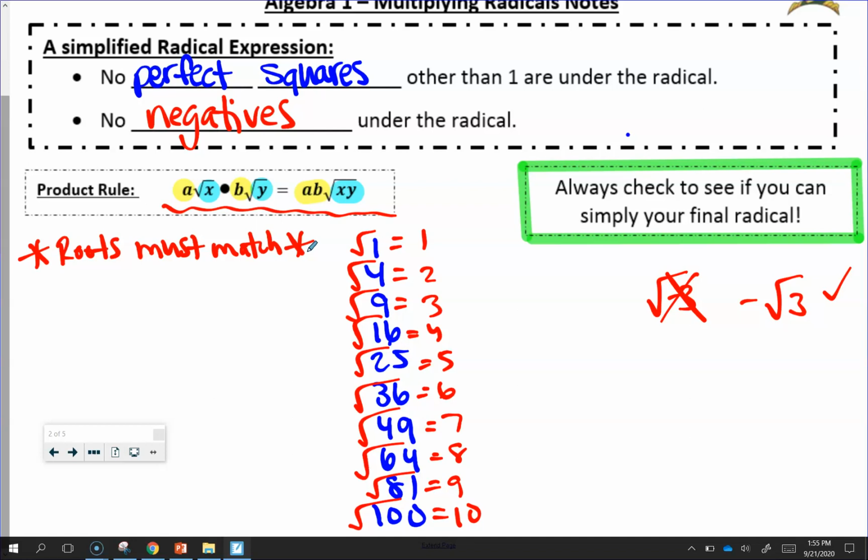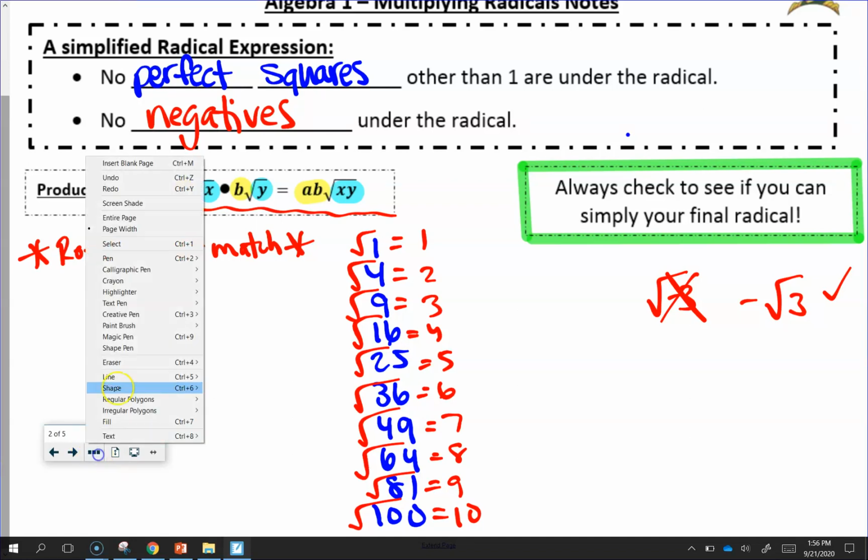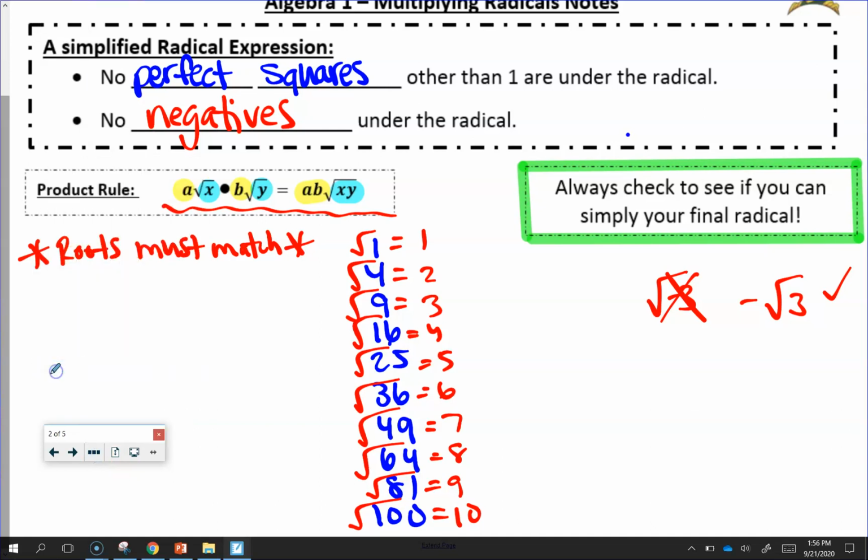Once we multiply, then we simplify. Okay, so after we multiply our pieces together, so we're going to multiply, then simplify.